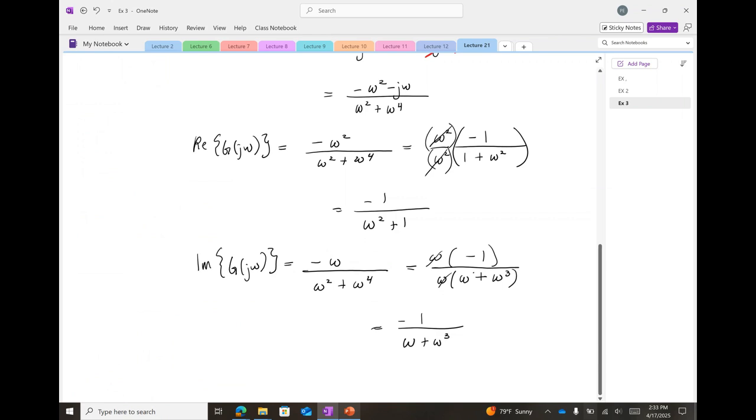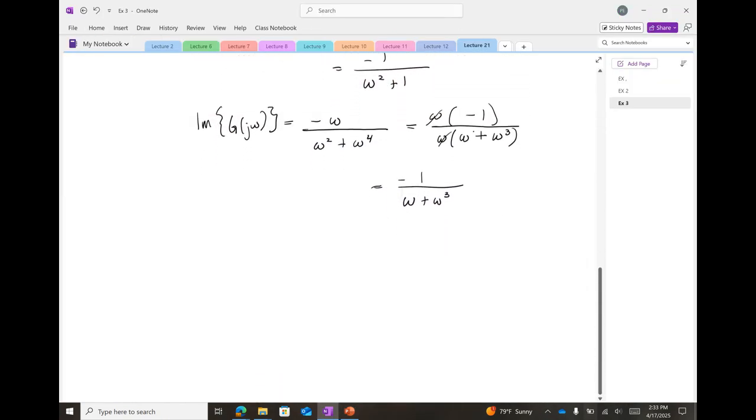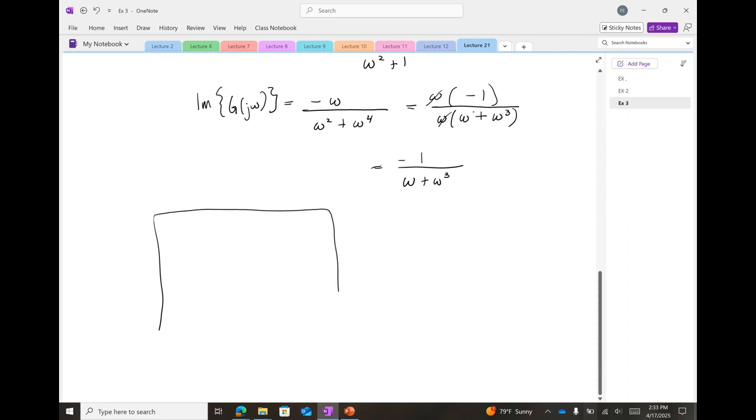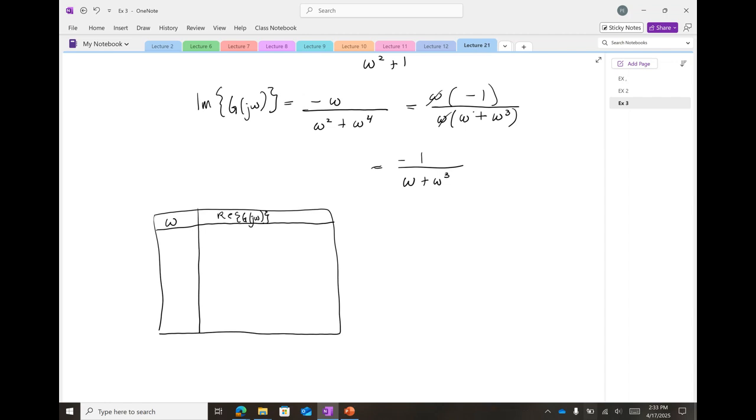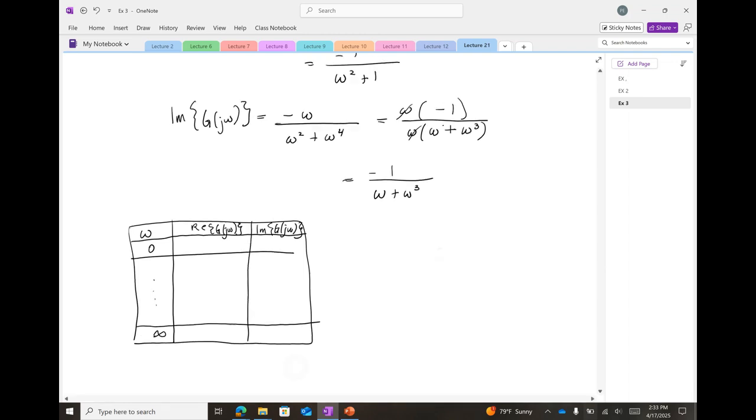Okay, so let me go back here, sorry for a second. So now we're ready again to make this table. Okay, so let's make it here in our OneNote just to go through this process one more time. So we're going to enumerate values of our frequency omega, and we're going to compute values of the real part and values of our imaginary part. Okay, so again, we always start with 0, and we always will finish with infinity.